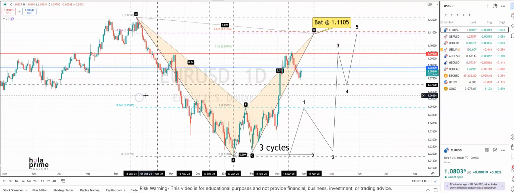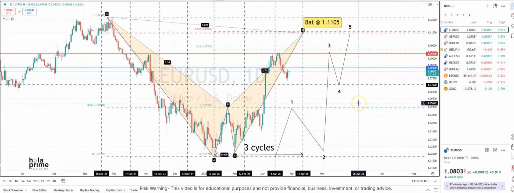A mirror image basically of DXY. You've got to remember that the dollar index is made up of, I think it's 59% of it is the euro dollar. So most of the time what we see in DXY, we'll see the opposite in the euro against the US dollar. So what I'm seeing here, again, 3 cycles. We're still in this bullish cycle.